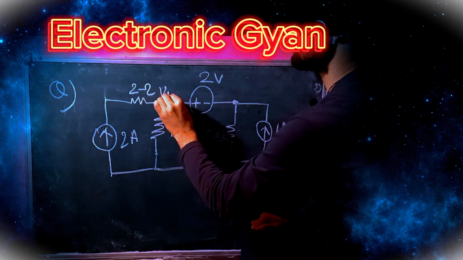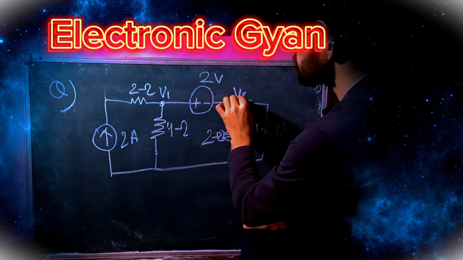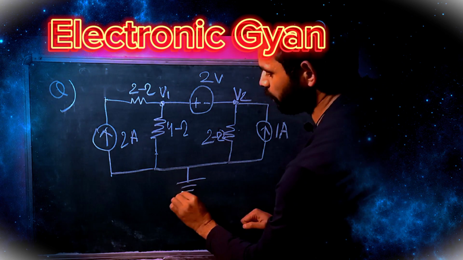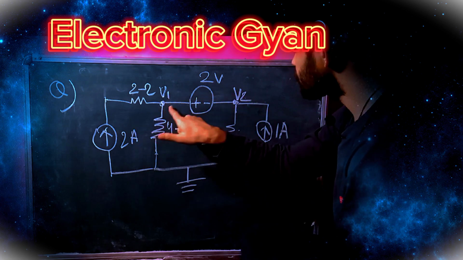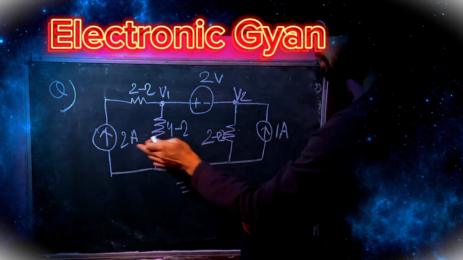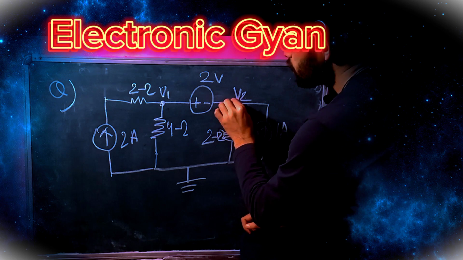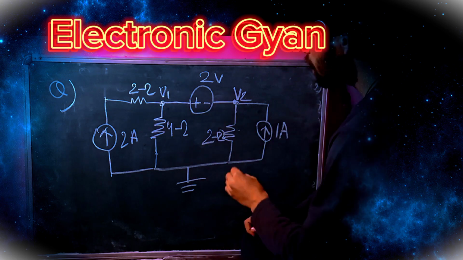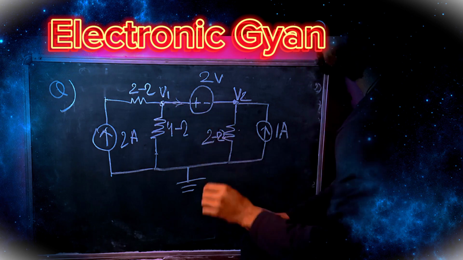This is my voltage V1 and this is my voltage V2. We have to find this V1 and V2, and this is ground. So the problem is to find the value of voltages V1 and V2. Now you see here there is a current of 2 ampere coming and here 1 ampere of current is coming.